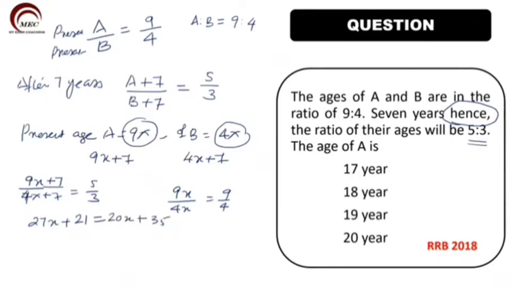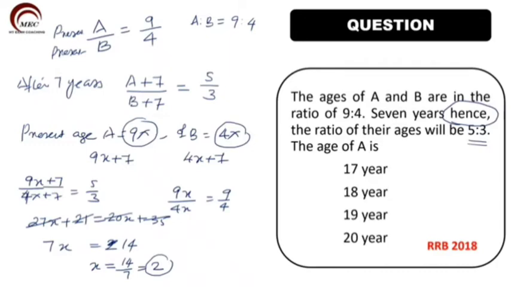So now 27x and here 20x, the remaining will be 7x. Here we have 35, here we have 21. When you cancel it, the balance will be 20 on one side and 14 on the other. So 7x is equal to 14. So x is equal to 14 by 7, which is equal to 2. X value only we got. X is equal to 2.